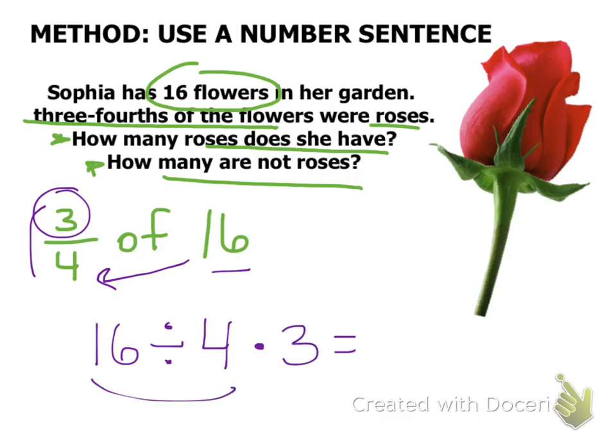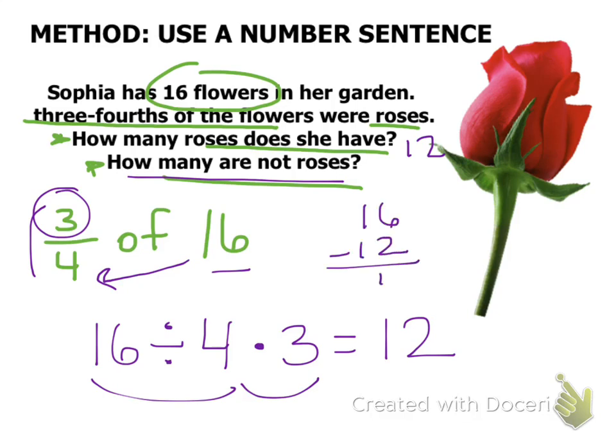16 divided by 4 is 4. 4 times 3 is 12. Now remember, I had 2 questions, so how many roses did she have? That would be 12. How many are not roses? Well, if I have 16 flowers, 12 of them are roses. That means 4 are not roses. So those would be my answers.